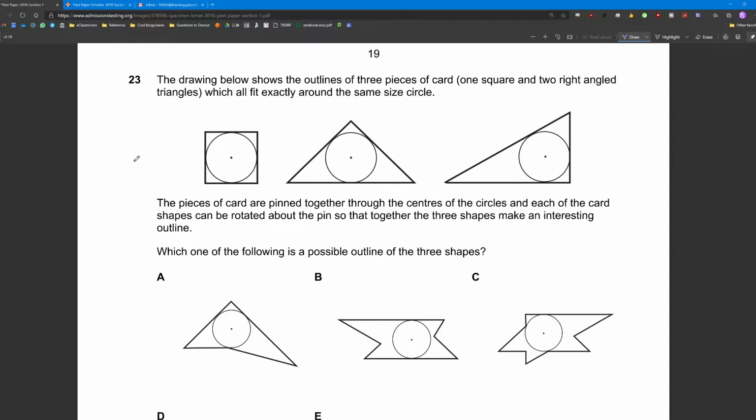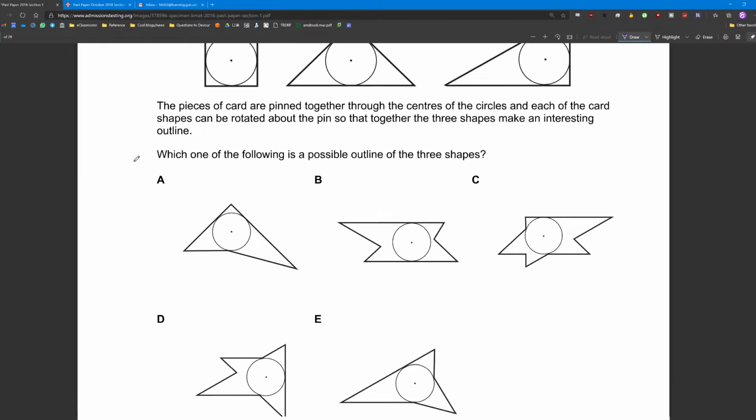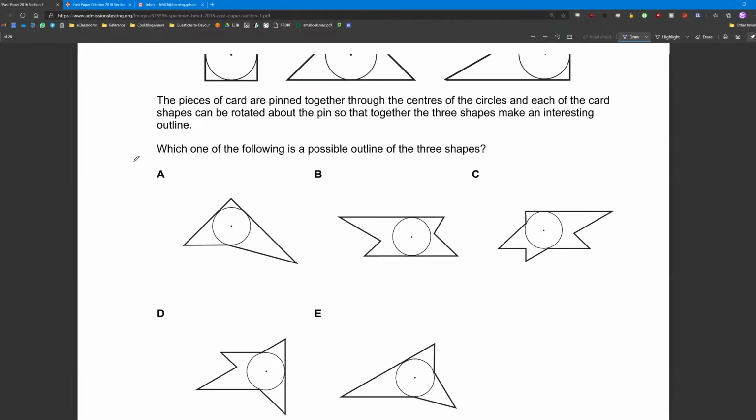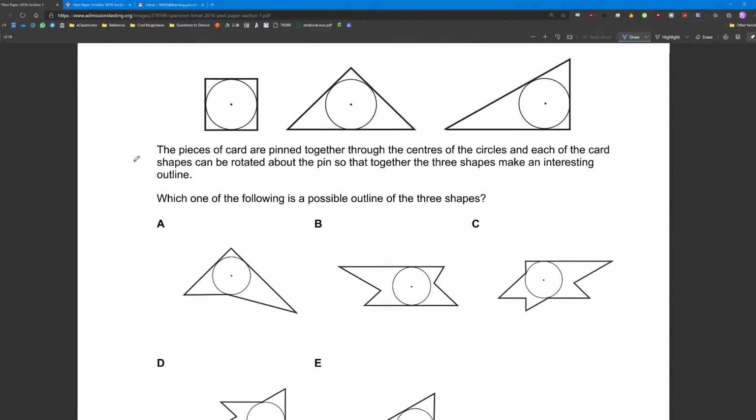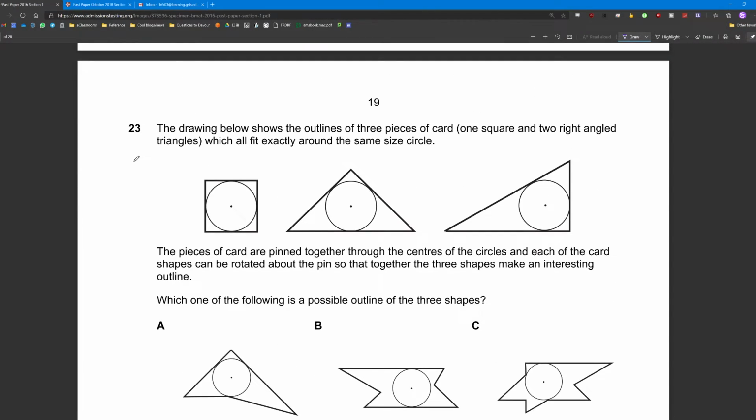The drawing below shows the outlines of 3 pieces of card which all fit exactly around the same size circle. Oh, okay, so I looked at this question before and I thought, surely there must be some obvious way to do this faster, and the key was, you need to notice that every line touching the circle is a tangent to the circle. It cannot go into the circle in any capacity or it's invalid, and at any point on the circle there is only one line that can touch the circle without going inside, the tangent line.